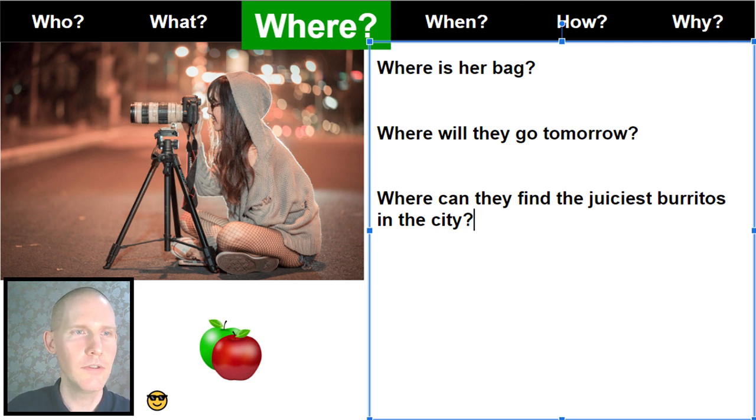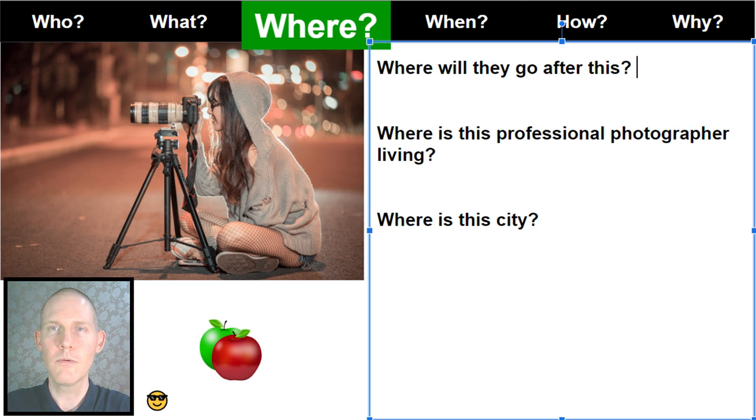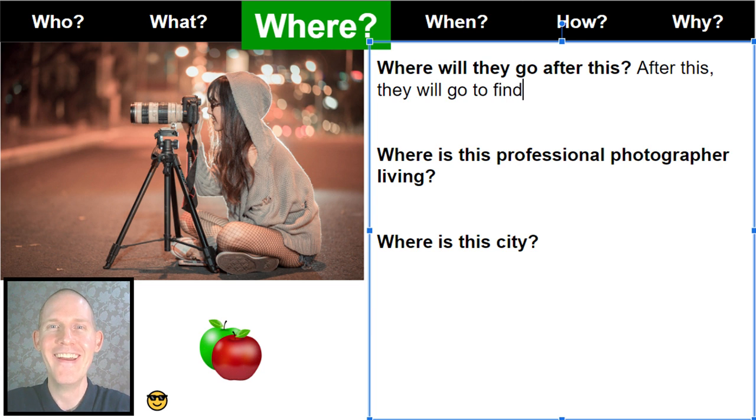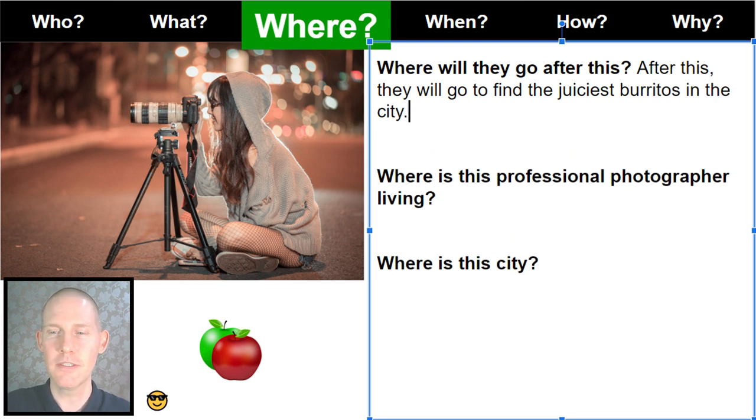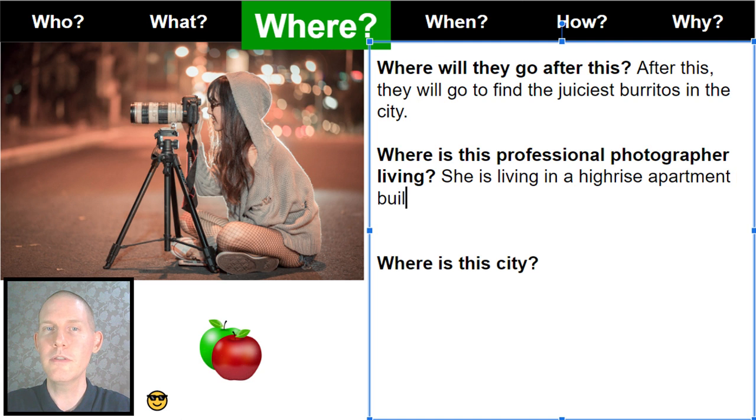Okay. So we did two screens for where. Now let's answer. Where will they go after this? Well, after this, they will go to find the juiciest burritos in the city. Right. Let's see. Where is this professional photographer living? And I think this was Layla Almeida's question. She is living in a high-rise apartment building with her sister.